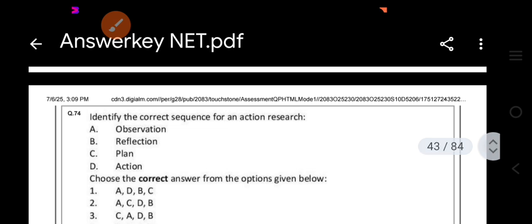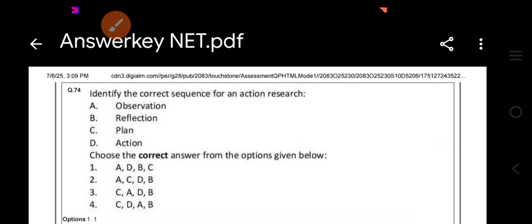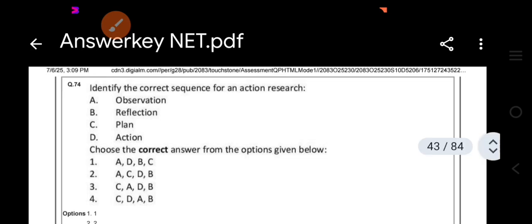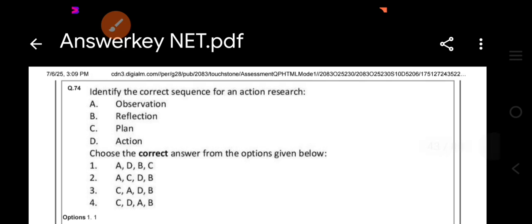Identify the correct sequence of an action research. Sometimes in Paper 1 also, action research questions are very popular. Question 74: option 2 is the right one. Why? First we do the observation. Observation is very important. Then after observation we plan, and then we take action, and then comes reflection. When we take action, we also look into the reflection.